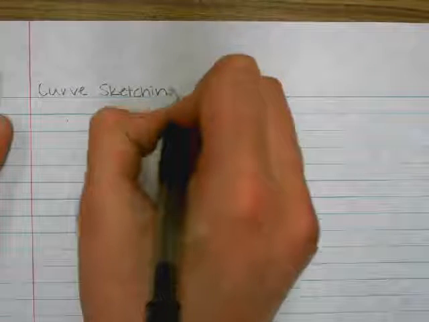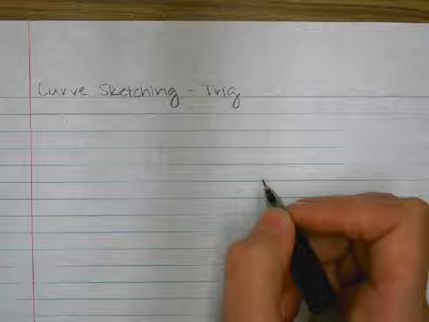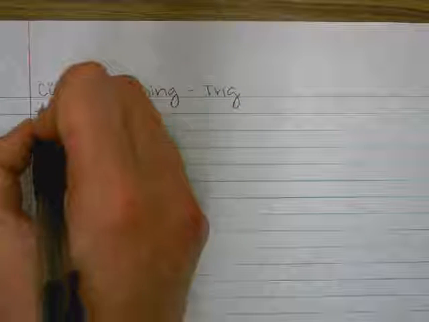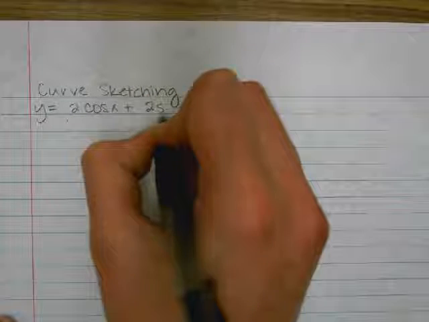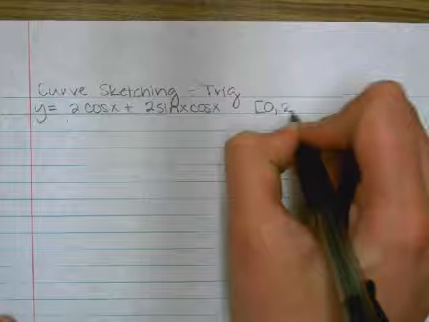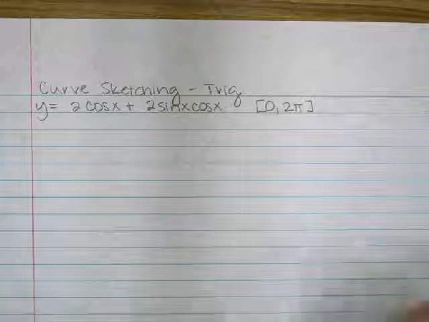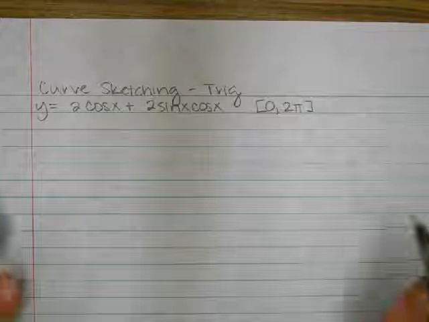Alright, this video is going to be a continuation of the curve sketching notes, and this is specifically for sketching the curve with the trig function because these can be a little bit more complicated. So the equation that we're going to look at is 2 cos x plus 2 sine x cos x. And we are going to draw this function on the interval from 0 to 2 pi. So that's the domain of the function.